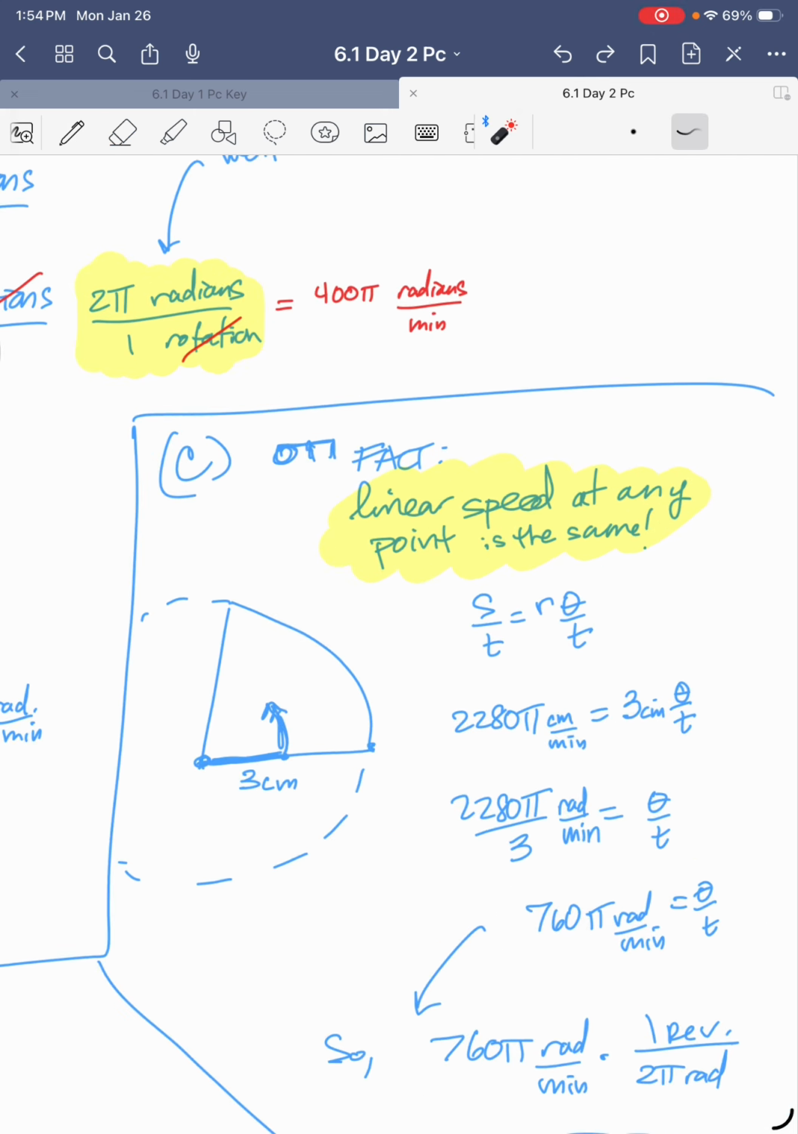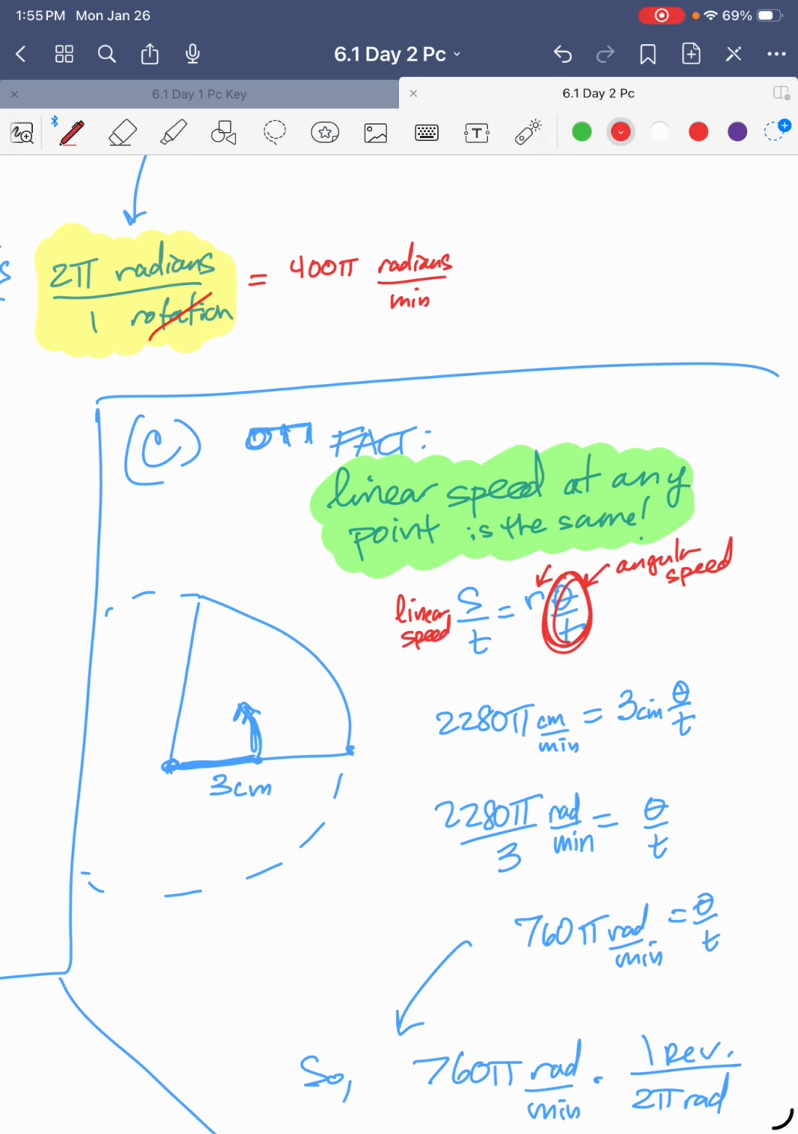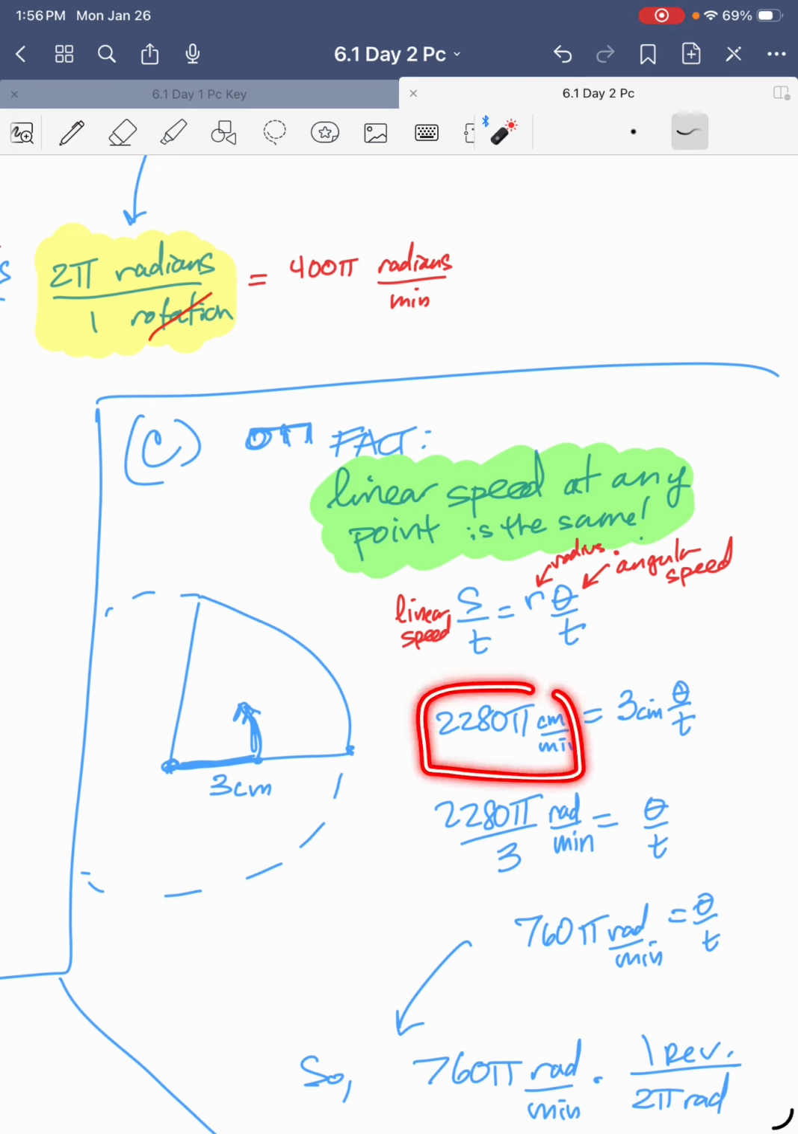Then if we do C as in cat, here's the important thing to notice. Why is question C super interesting? We need this one big key fact. And maybe I make it a different color so it's really obvious what I'm saying here. Here, maybe we go green. Linear speed at any point is the same. So remember, this is our angular speed. Radius times angular speed. Then we already know that this is our linear speed.